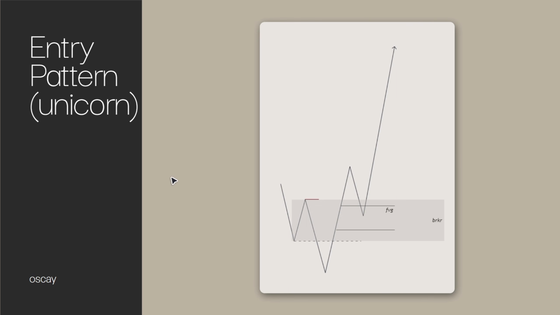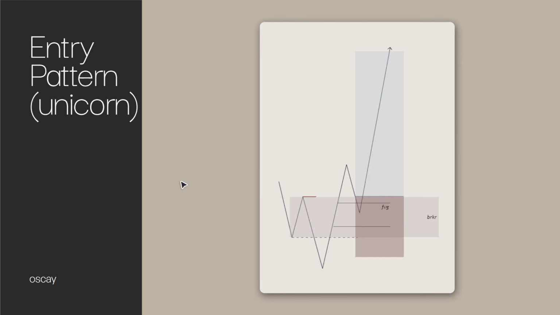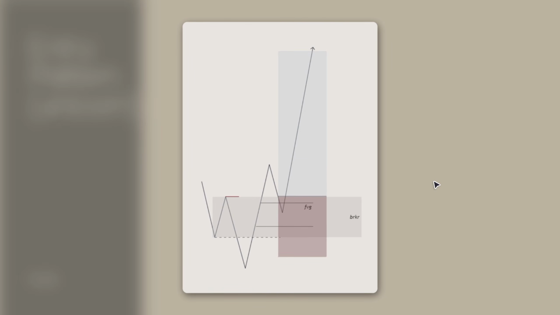As I said, the entry pattern, a simple unicorn. We take out this low, displace up, leaving a breaker and potentially a fair value gap, balanced price range, anything. If there is a narrative in play, you already know how we're rocking. We put our limit, or you market execute. I don't care, wherever you do it.